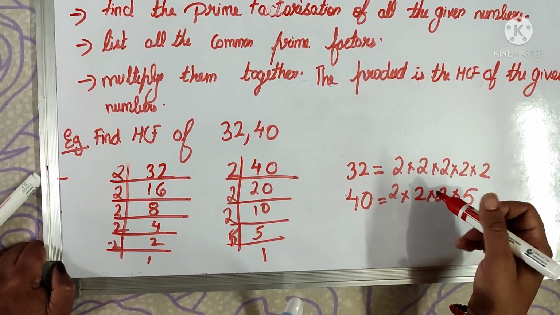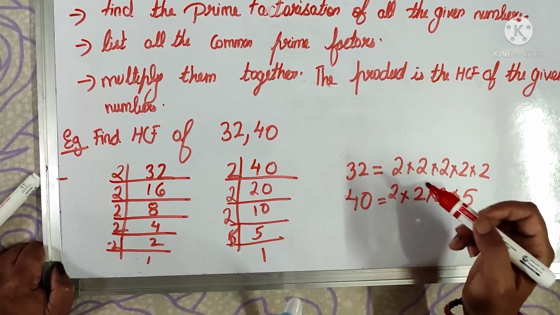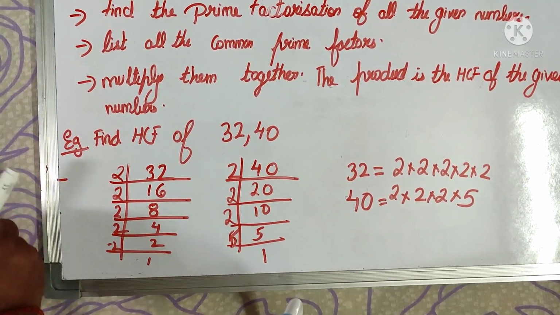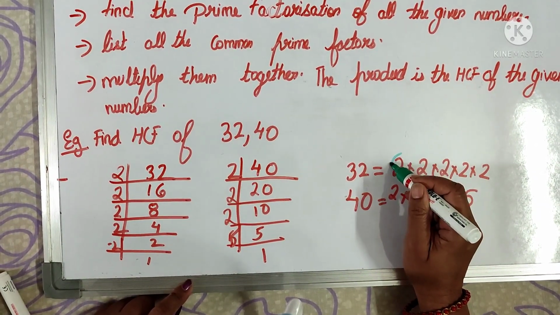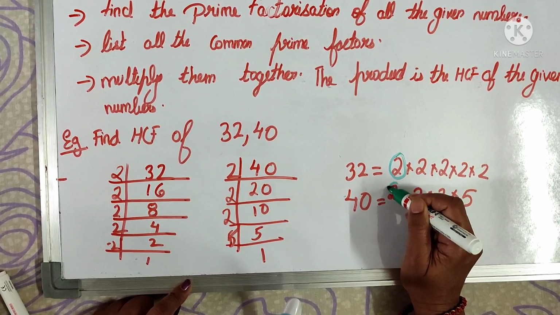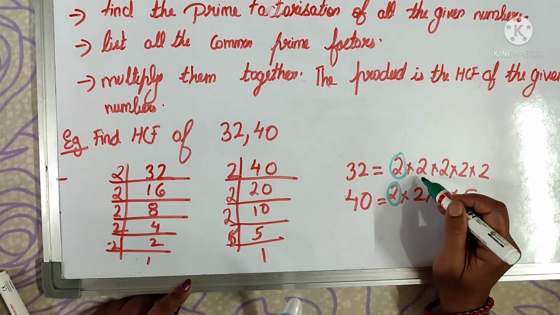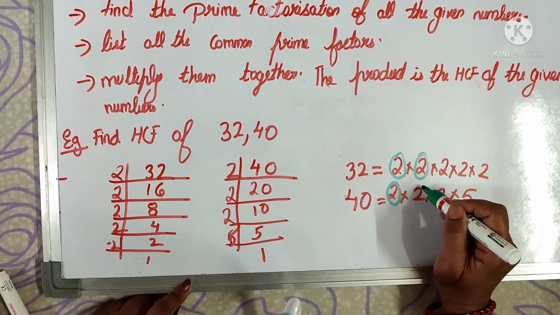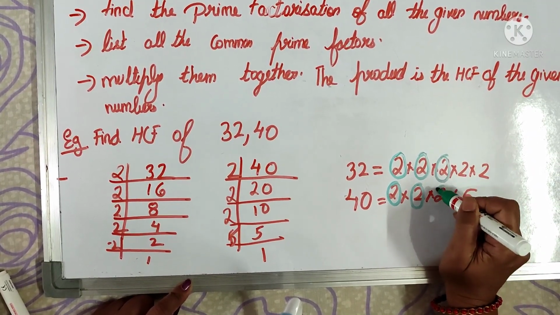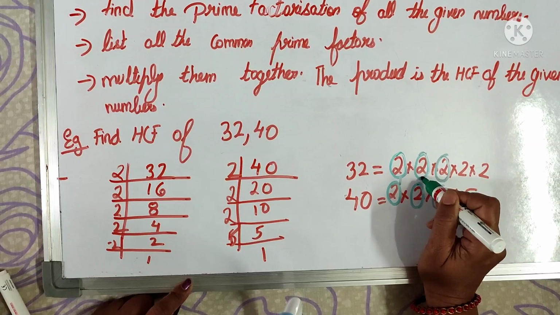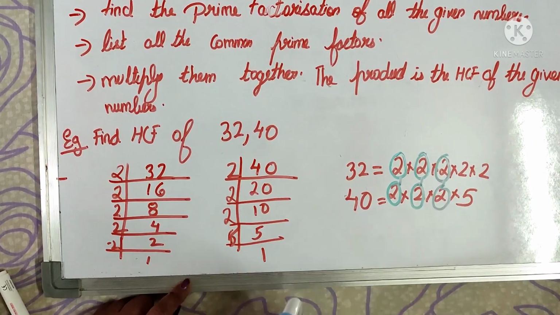Now I will list all the common prime factors. I am using a different sketch pen. 2 is common, 2 is common here also. Again 2 is common, so here also I will list 2. Again here I will find 2 and 2. Now this is common and this is common.